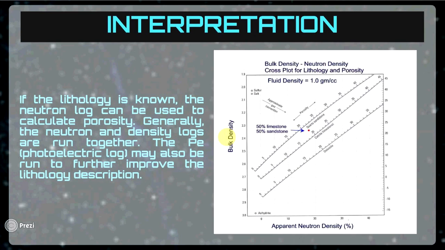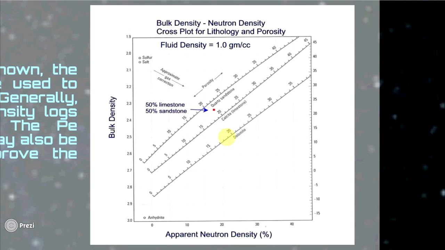Now let's talk about interpretation. If the lithology is known, the neutron log can be used to calculate porosity. Generally, the neutron and the density logs are run together. The photoelectric log may also be run to further improve the lithology description. For example, a rock matrix with 50% limestone and 50% sandstone with 20% porosity will be halfway between the limestone and sandstone lines, as shown on the cross plot on the left. The cross plot is correct for readings in the invaded zone using freshwater muds.